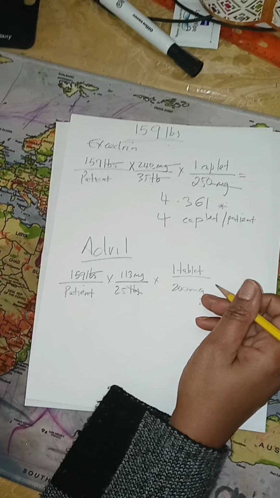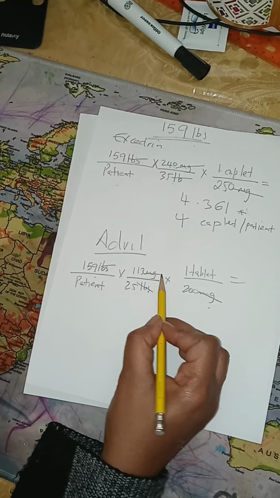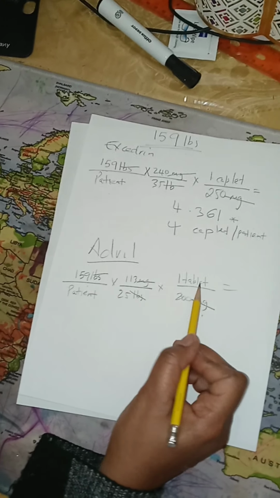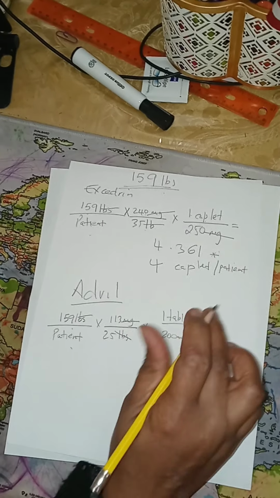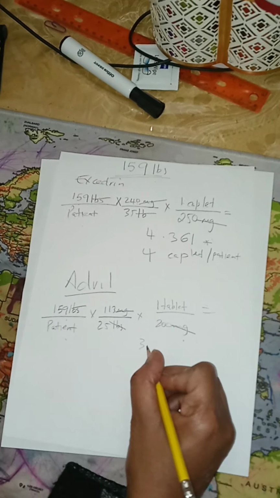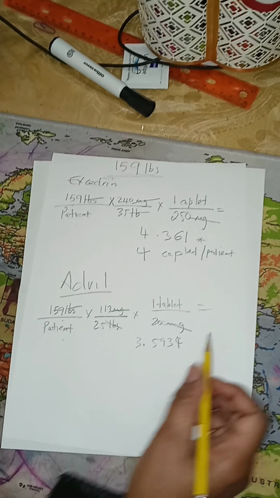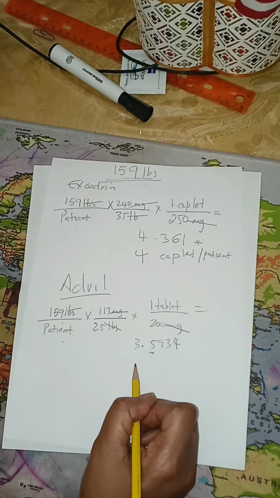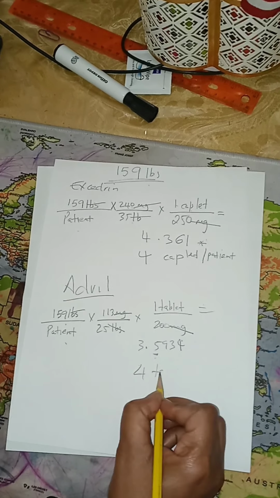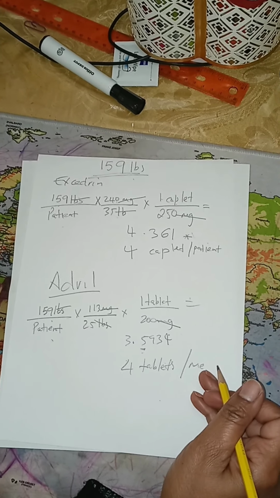Okay, that is what is in one tablet. So the milligram cancels the milligram, so what is going to be left is a tablet for me. And when I plug this into my calculator, I get 3.5934. And of course, because of the 5 here, I'm going to round this off to 4 tablets for me, who is a patient.